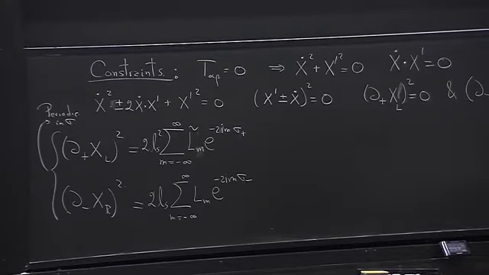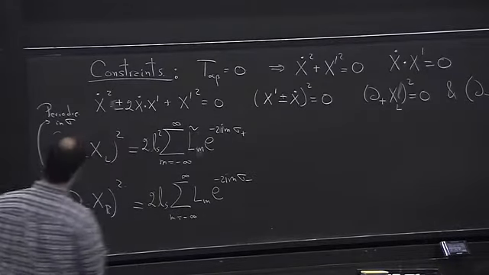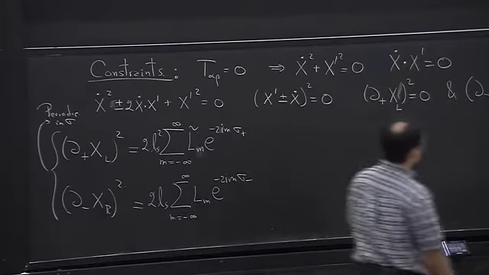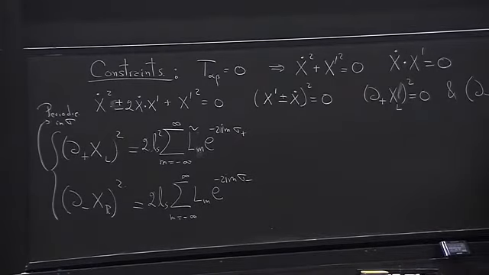Can you tell me how these two equations show us that this X L is periodic in sigma? Well, the first thing we know is that X is periodic in sigma, right?